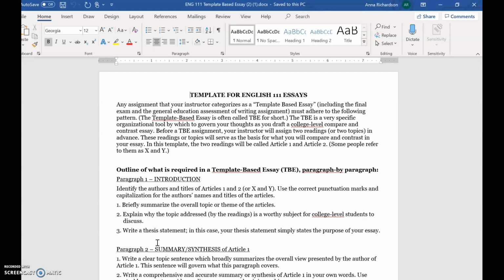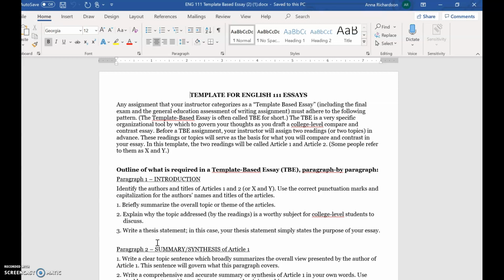That's very important. So after you've identified the article titles and the authors, you need to briefly summarize the overall topic or theme of the articles. This is really easy. Pretend like you're sitting at a table and the articles are laying there, and your friend walks up and says, "What are you reading? What are those about?" How would you very briefly answer their question? What are those articles about? Most of you would probably say farming, food production, something like that. So we want a very general theme or overall topic in that sentence.